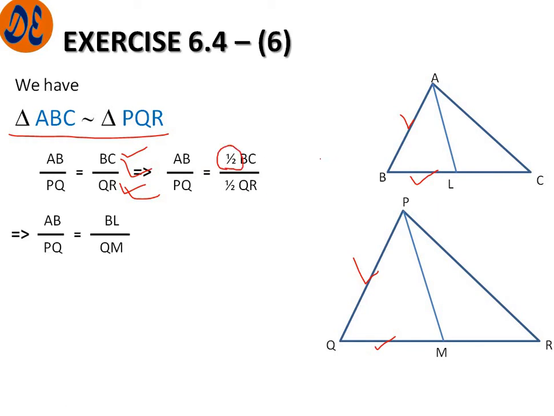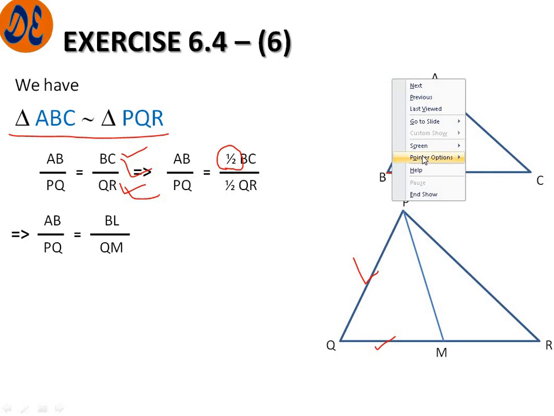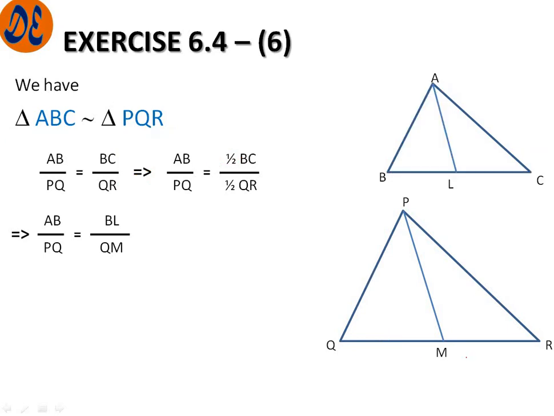Now half BC is your BL. Now how we can write half BC is equal to BL? Because AL is the median. Now AL is the median, that means it will divide this particular BC into two equal parts. So point L is dividing BC into two equal parts, and similar thing is happening for next triangle, that means PQR. QR is divided into two equal halves by the point M. So let us give the number 1 for this equation.